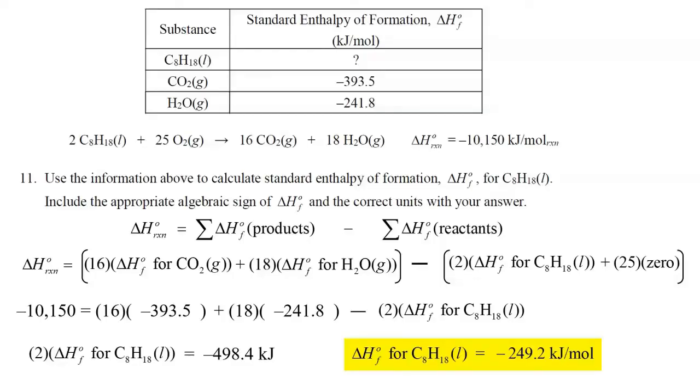249.2 kilojoules per mole. So what I did was I used the formula products minus reactants. I plugged in all of my information for the standard enthalpy of formation and the delta H for the overall reaction, and then I solved for the unknown. In this case, it was the standard enthalpy of formation for liquid octane, which is negative 249.2 kilojoules per mole.